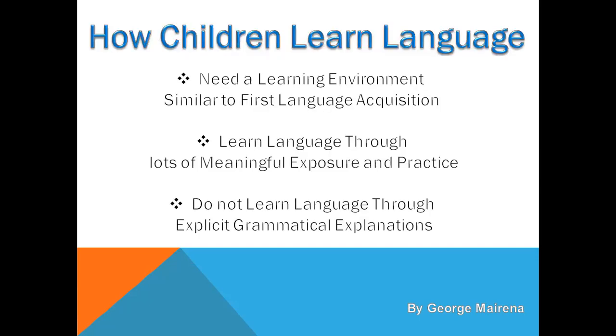We're going to change this. Let's see the next one. We have how children learn a language. It says they need a learning environment similar to first language acquisition. What do you think about this? Then we have: learn language through lots of meaningful exposure and practice, and don't learn language through explicit grammatical explanations.